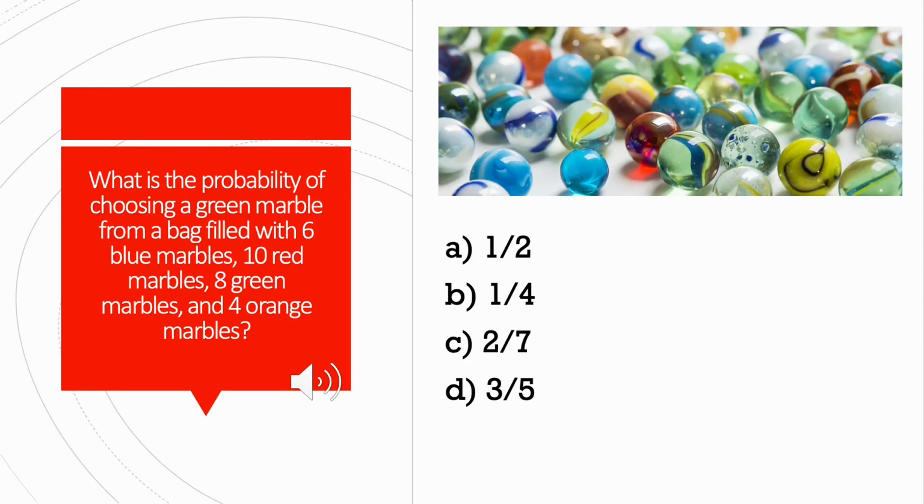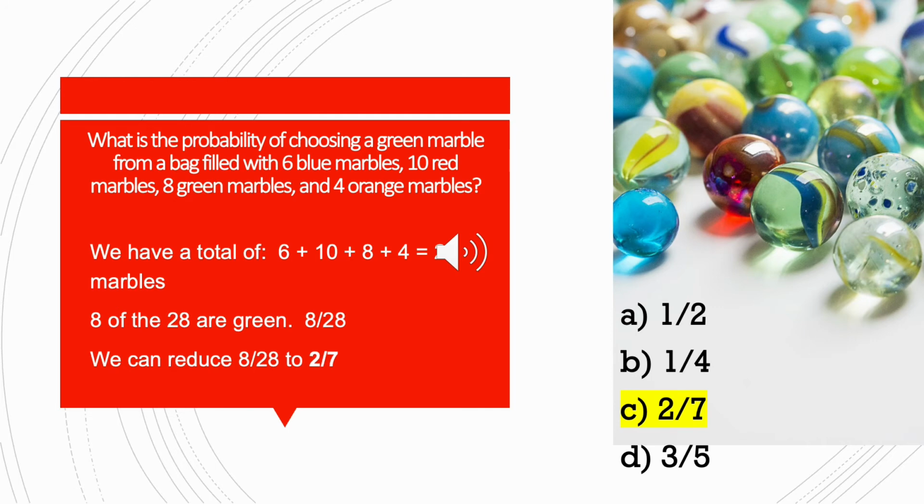What is the probability of choosing a green marble from a bag filled with 6 blue marbles, 10 red marbles, 8 green marbles, and 4 orange marbles? The correct answer choice is C, 2/7. We have a total of 6 plus 10 plus 8 plus 4 equals 28 marbles. And we know that 8 of the 28 are green. So 8 divided by 28 gives us our fraction, and we can reduce 8/28 to 2/7.